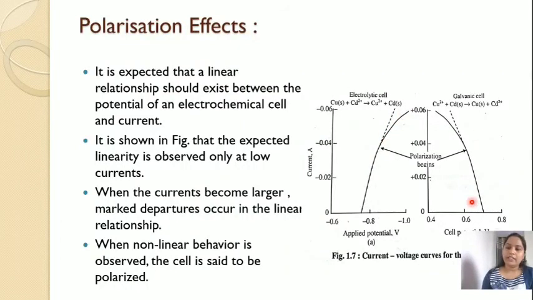Here, in a galvanic cell also, there is a linear relationship between the applied cell potential and current, but at higher values of current that linear behavior is not observed. A marked departure from the linear relationship is observed. So at that time the cell is said to be polarized.